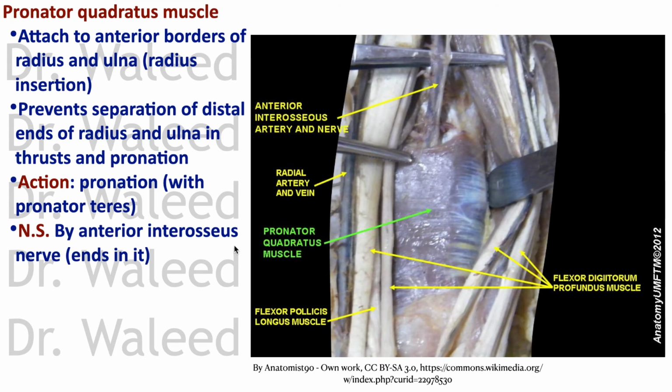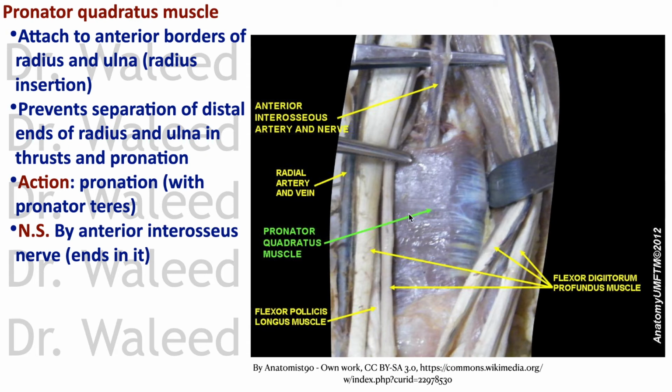The pronator quadratus muscle attaches to the anterior borders of the ulna and radius distally. It prevents separation of the distal ends of the radius and ulna in thrust or in pronation. It also helps the pronator teres in its pronator action because it's a pronator muscle. The action is pronation, and the nerve supply is the anterior interosseous nerve. The anterior interosseous nerve actually ends in the muscle by supplying the muscle.